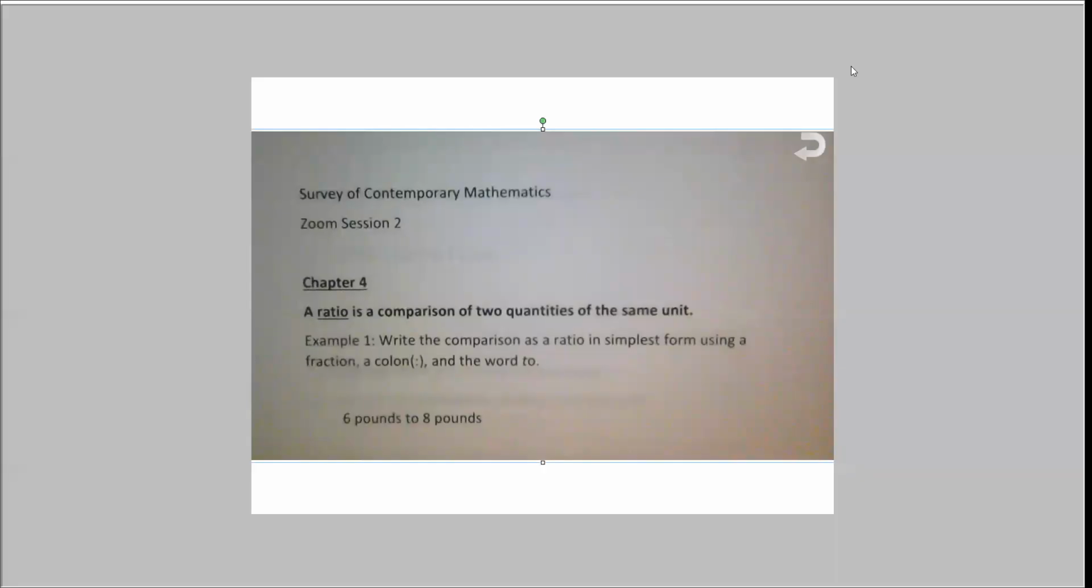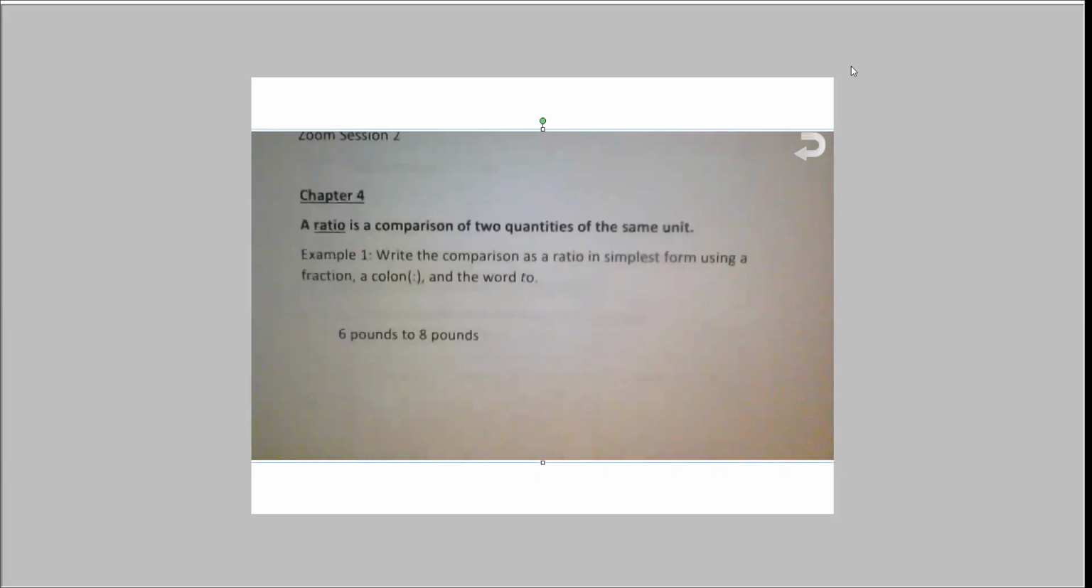Okay, we're going to go ahead and begin our Zoom session 2 for week 2 of Survey of Contemporary Mathematics. This week we're going to be studying chapters 4 and 5. And in chapter 4, we're going to be looking at ratios and proportions. So just a couple of notes and examples as we begin.